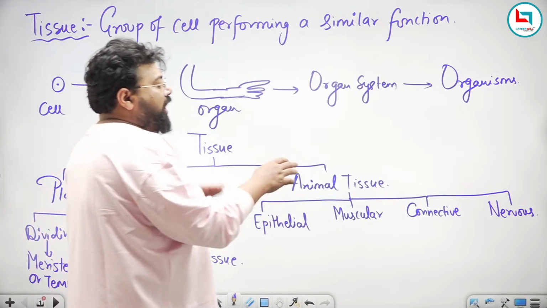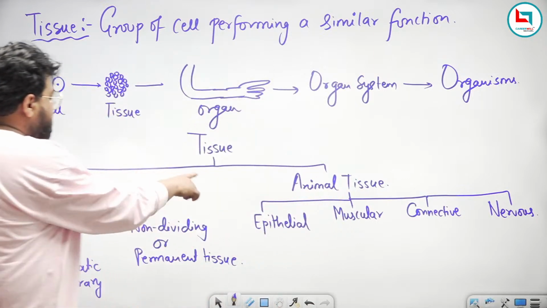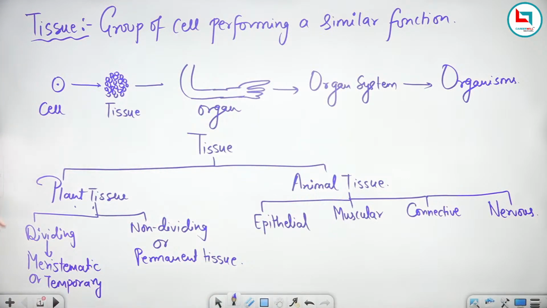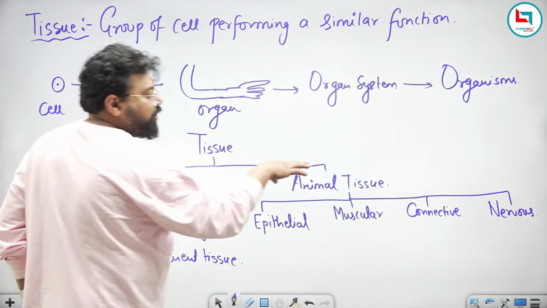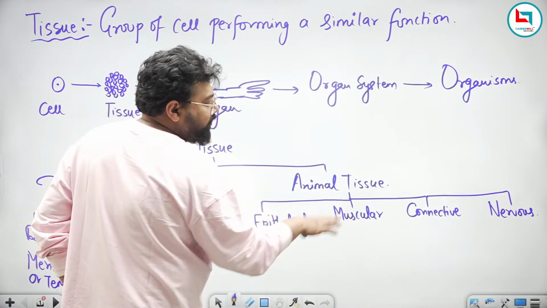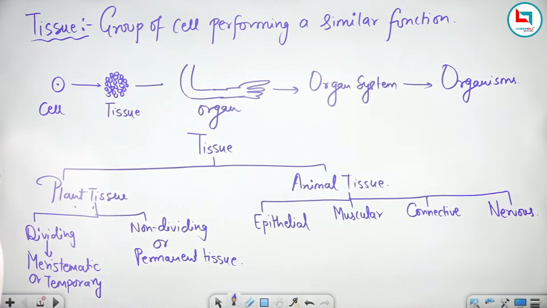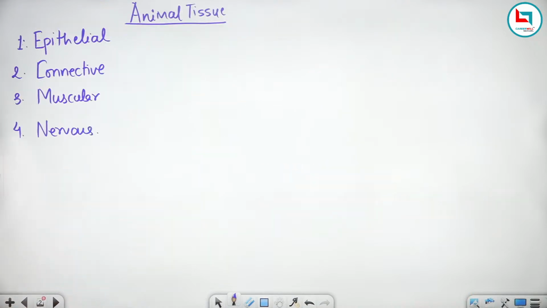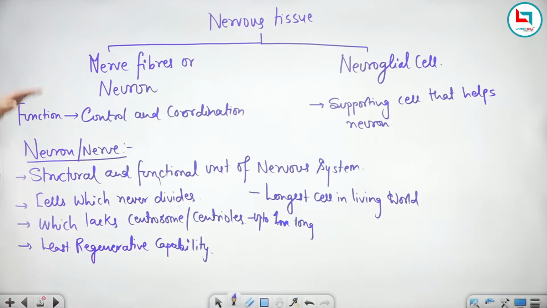Next thing is animal tissues. We'll discuss these plant tissues in further detail in the plant tissue chapter. Today we are going to study about animal tissue. Animal tissues are of four different types: epithelial, muscular, connective, nervous. First of all, we are going to discuss nervous tissues.